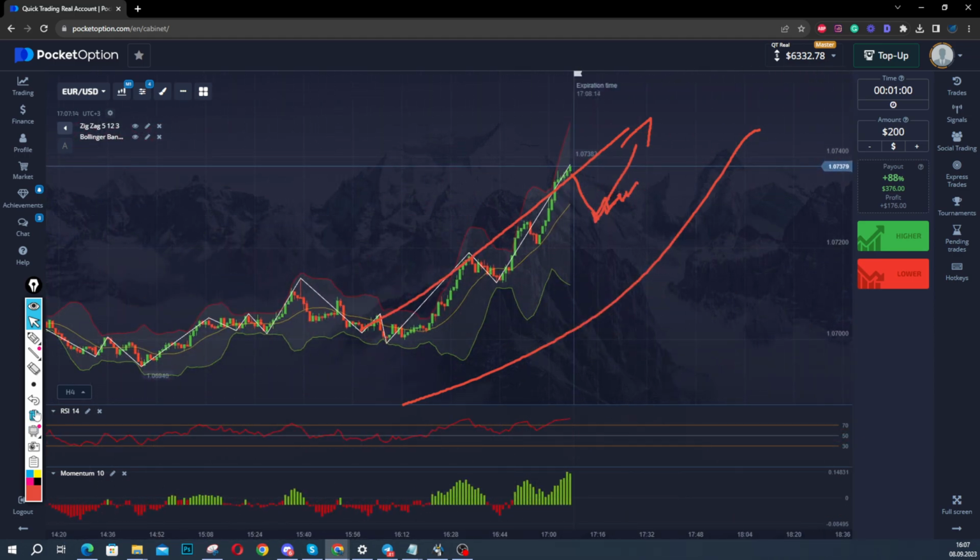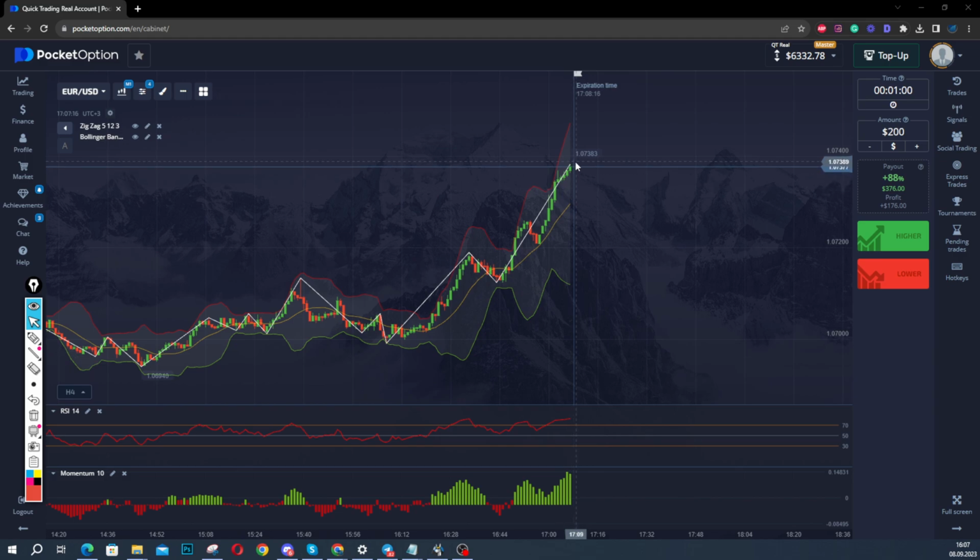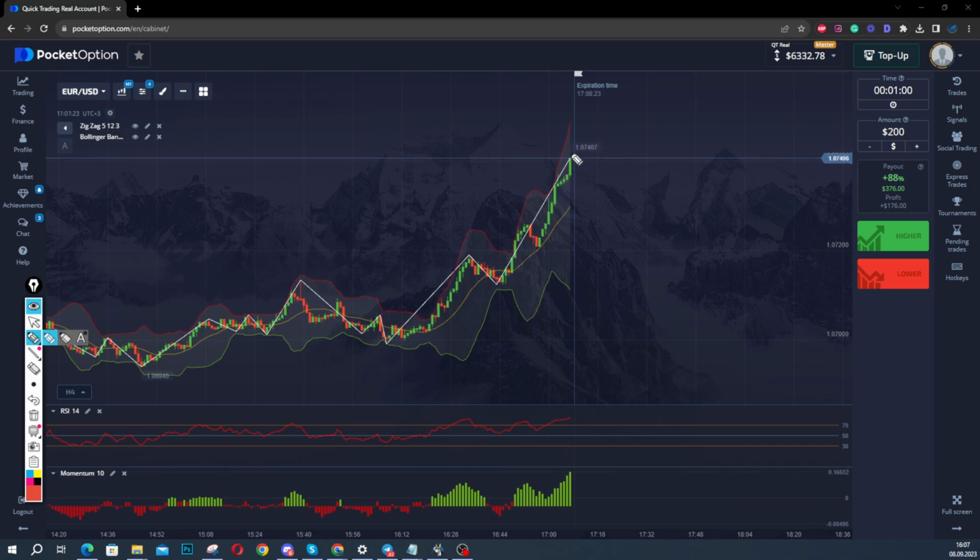But here, in this moment, the market keeps pushing. I don't know when it will be a reversal, but the optimum strategy would be that the market goes up, goes down to this middle line, and then continues to grow, and then I get my trade.